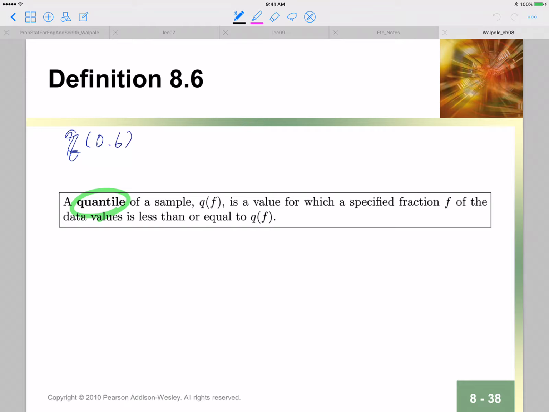Okay, so let's start our class today. So we stopped around here while talking about this quantile.